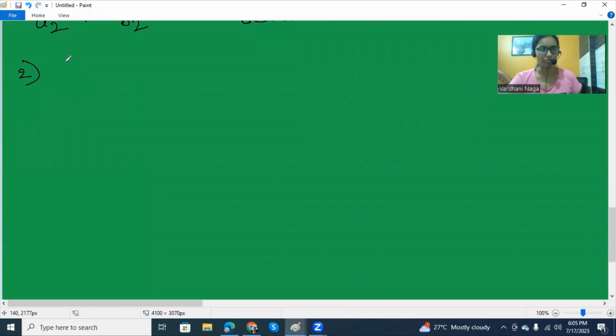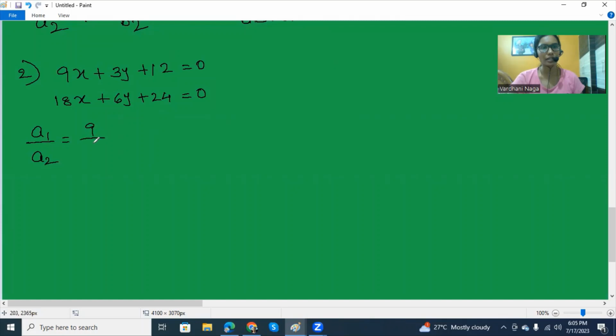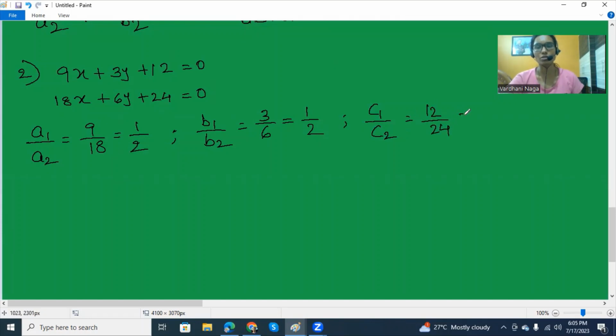Next, B bit: 9x plus 3y plus 12 is equal to 0, and 18x plus 6y plus 24 equal to 0. So here A1 by A2 is equal to 9 by 18, which is nothing but 1 by 2. B1 by B2 is equal to 3 by 6, that is nothing but 1 by 2. Next, C1 by C2 is equal to 12 by 24. This is also 1 by 2.